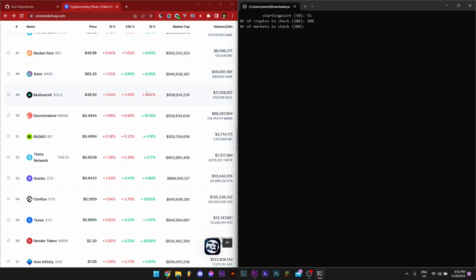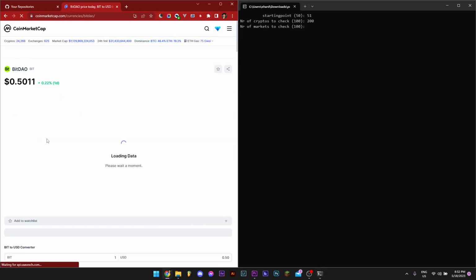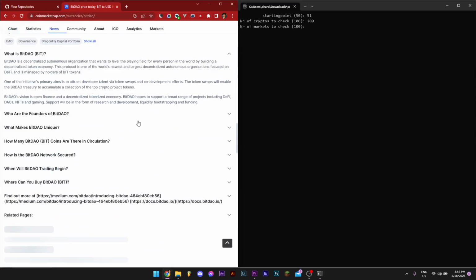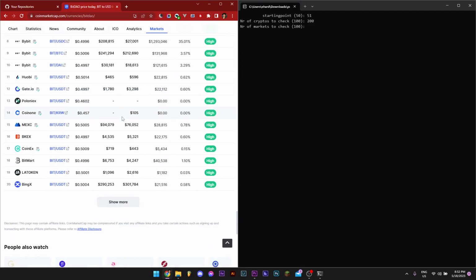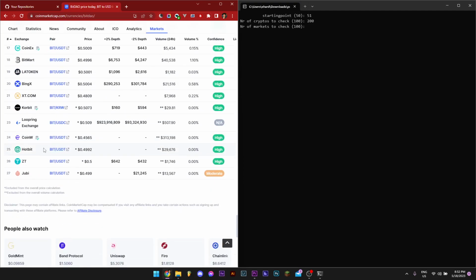This is for each crypto it will check. So let's take BitDAO, for example, and go down here to see the markets. There are plenty of markets, in this case 27. Let's check at least 100. So that's the default. Let's put at least 100.